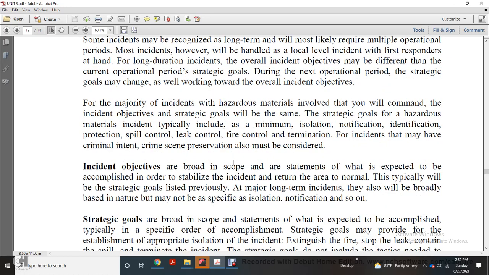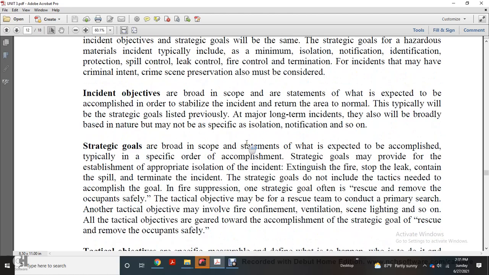For the majority of incidents that involve hazardous materials, the incident commander will command the incident with the strategic goals. The strategic goals will be the same, based on the hazard of the material. Typical goals include, at a minimum, isolation, notification, identification, protection, spill control, leak control, fire control, and termination. For incidents that may involve criminal intent, there is a crime scene. Crime scene preservation also must be considered.